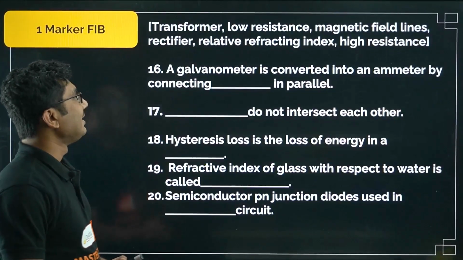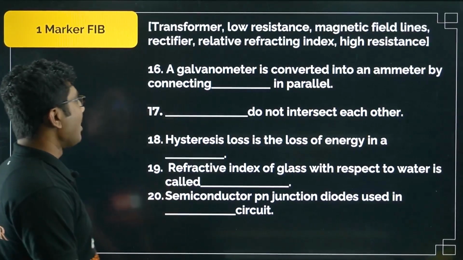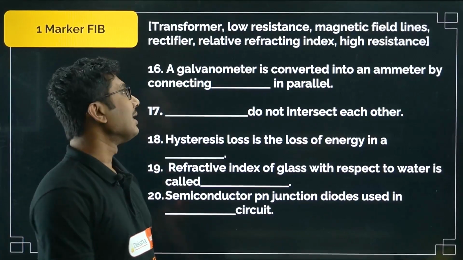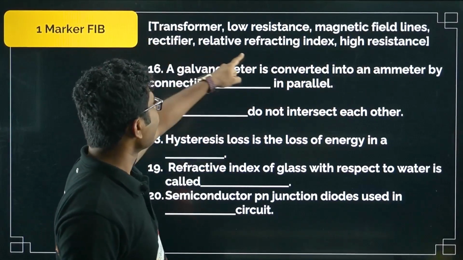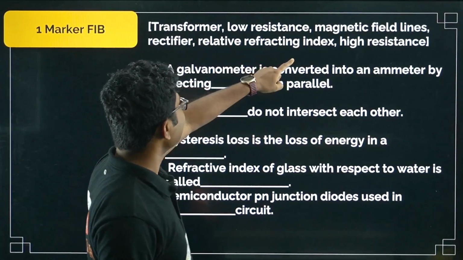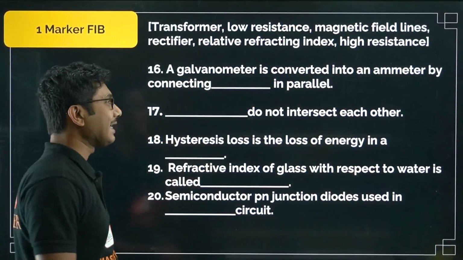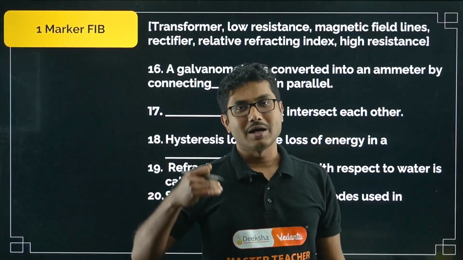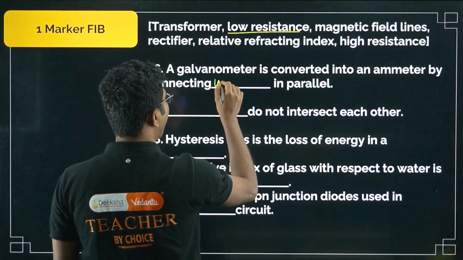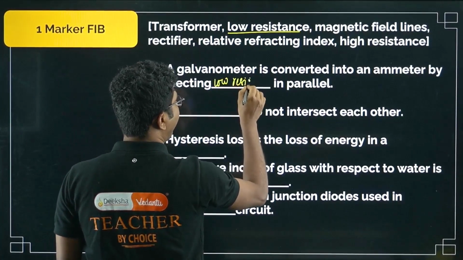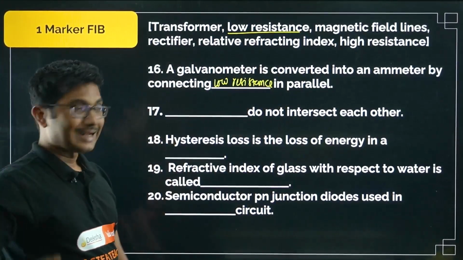Now let's see the fill in the blanks questions. First question: a galvanometer is converted into an ammeter by connecting dash in parallel. The options are transformer, low resistance, magnetic field lines, rectifier, relative refractive index, high resistance. So it is either low resistance or high resistance. High resistance is connected in series to convert a galvanometer into a voltmeter. So here the answer will be low resistance. You can remember it, or you can analyze it and answer it.